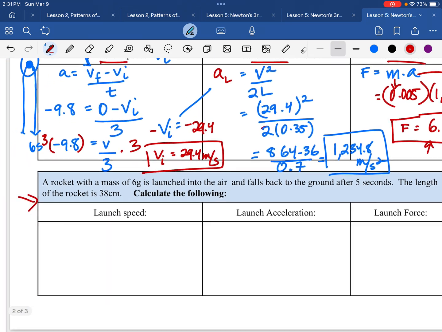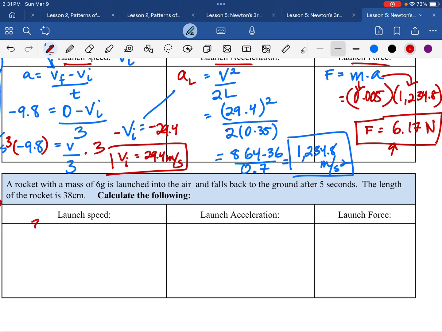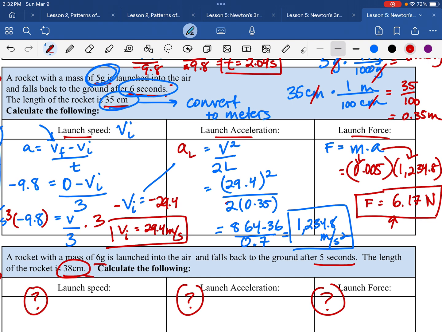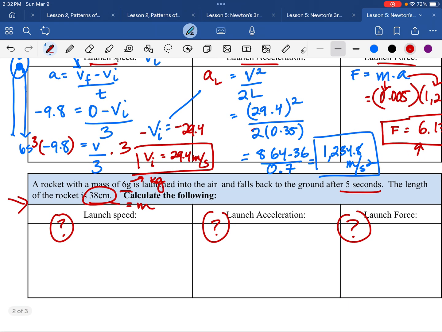Okay, you are going to do in the video questions, calculate all 3 of these things using a slightly different rocket that has a mass of 6 grams, falls back to Earth after 5 seconds, and has a length of 38 centimeters. So remember, you got to convert centimeters to meters, and you have to convert grams to kilograms. And you're going to use all the same equations. Okay, that's it.